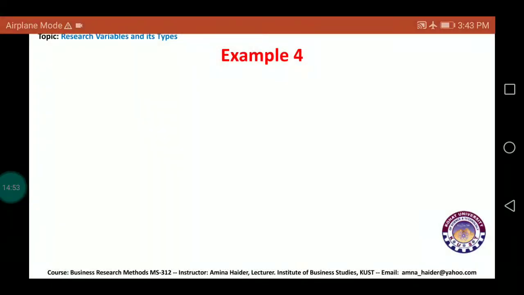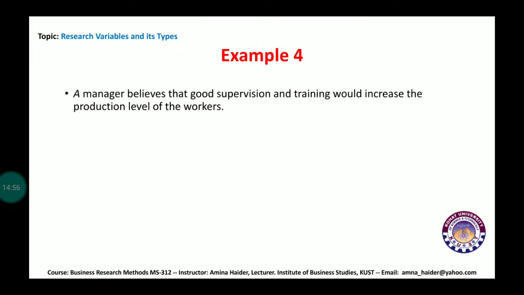Moving towards another example, a manager believes that good supervision and training would increase the production level of workers. So the more closely a manager supervises the worker, and the better the training facility provided to the worker, the more it would increase their productivity. So here the independent variables are good supervision and training, and the dependent variable is the productivity.